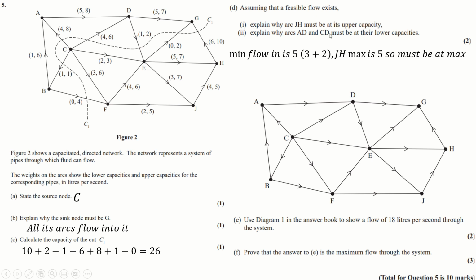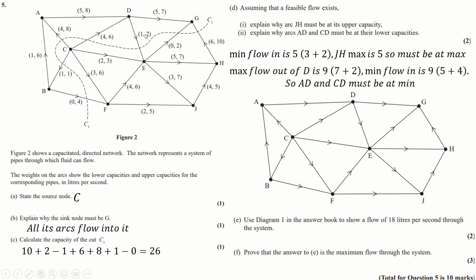Explain why AD and CD must be at lower. So AD is here, CD is here. Again, look at D. Its maximum going out is 9, and AD and CD minimums going in make 9. So therefore, they must be at their minimums, because otherwise D would be over capacity there, and nothing could leave it.